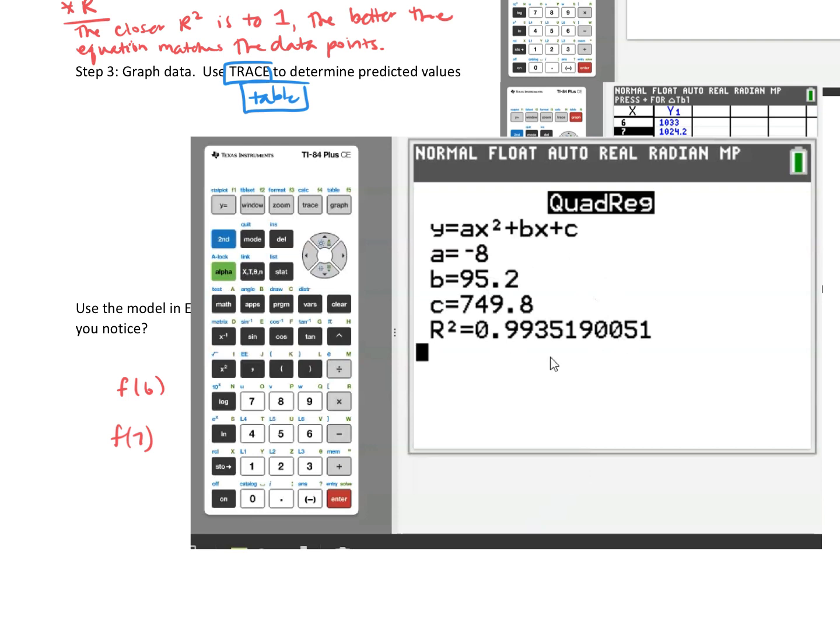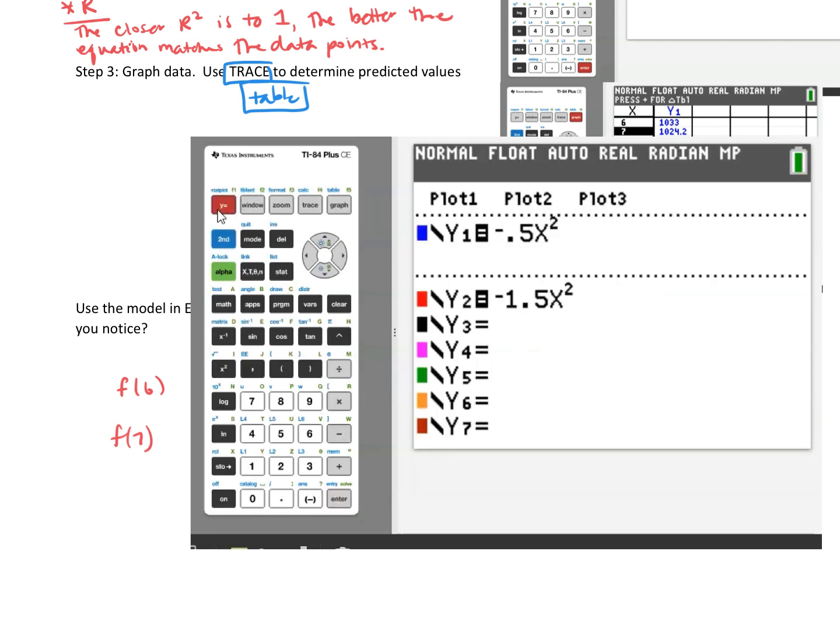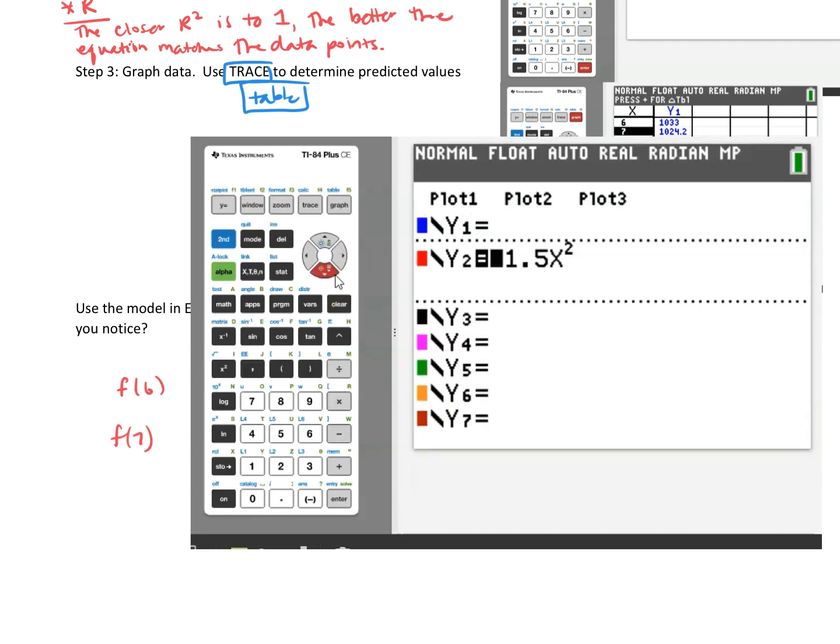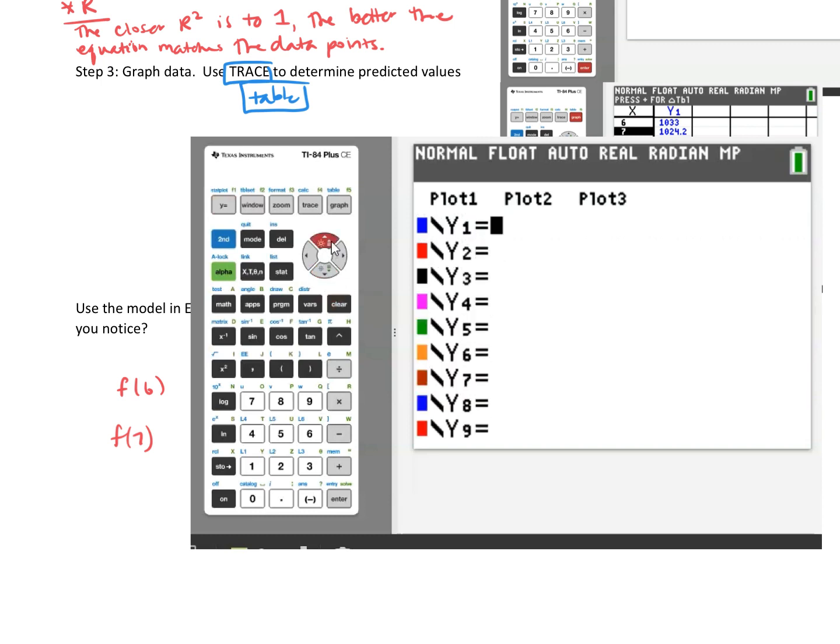So once we have our quadratic function, we can graph this function and then we can use our trace or table to find predicted values. So to graph this, we're going to go to our y equals. It's very possible you already have some functions typed into your y equals, so we're going to clear all of that out. So clear, let's arrow down, hit clear. I'm going to go back up to y1, and we're going to type in that function that we wrote out.